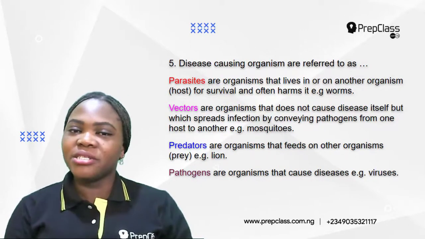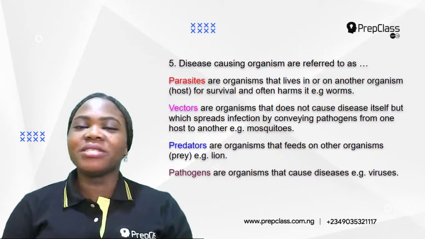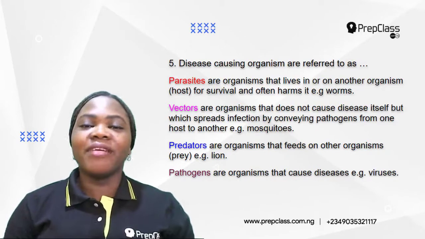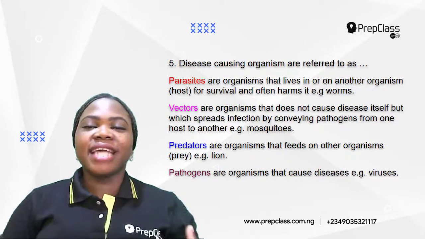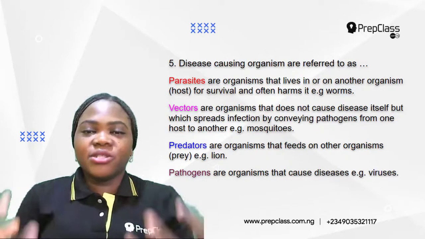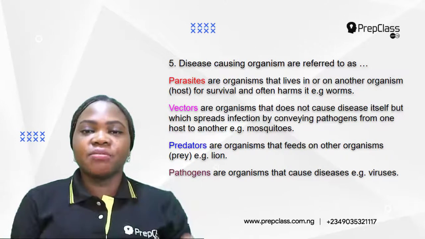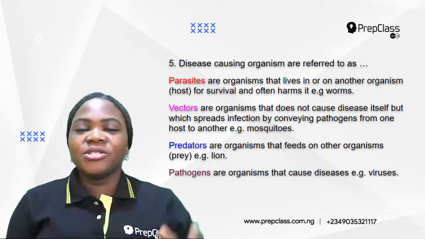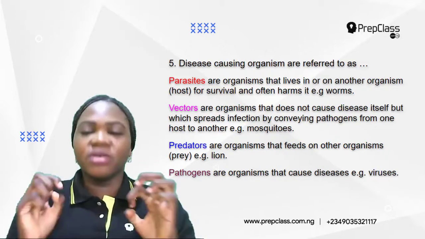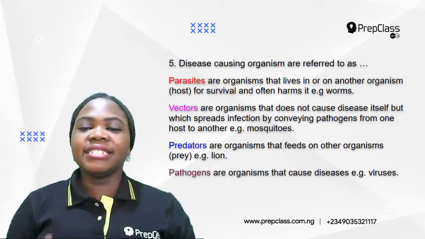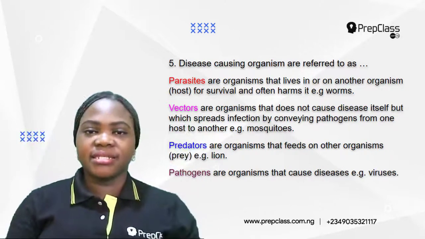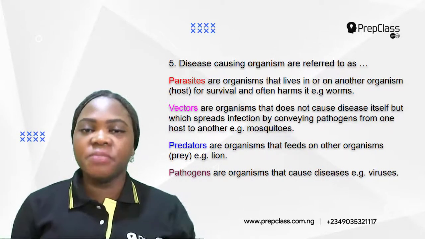For example, mosquitoes. Many people think it's mosquitoes that actually cause malaria. No, a mosquito does not cause malaria. It's just a vector. It carries the pathogen, which is called plasmodium. So it carries it from one host to another. So the mosquito is not actually the causative agent for malaria. Instead, it is a vector. It just transmits the pathogens to people.